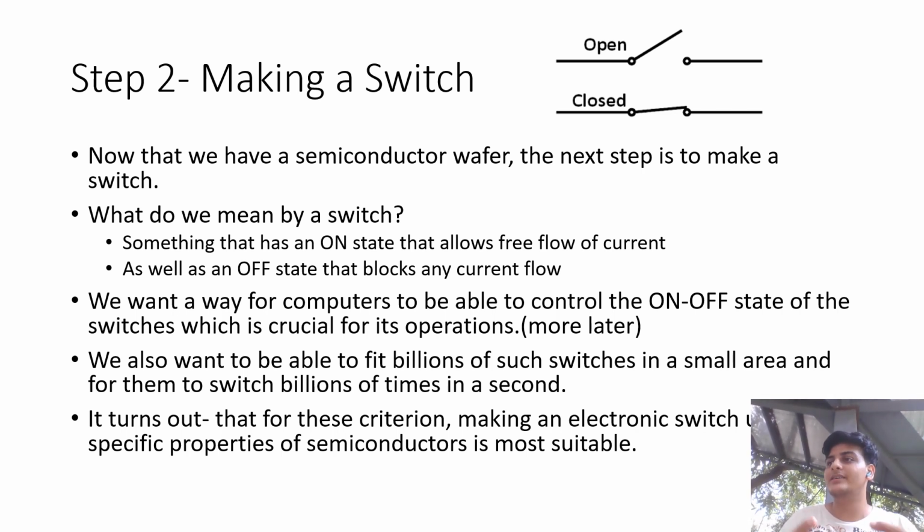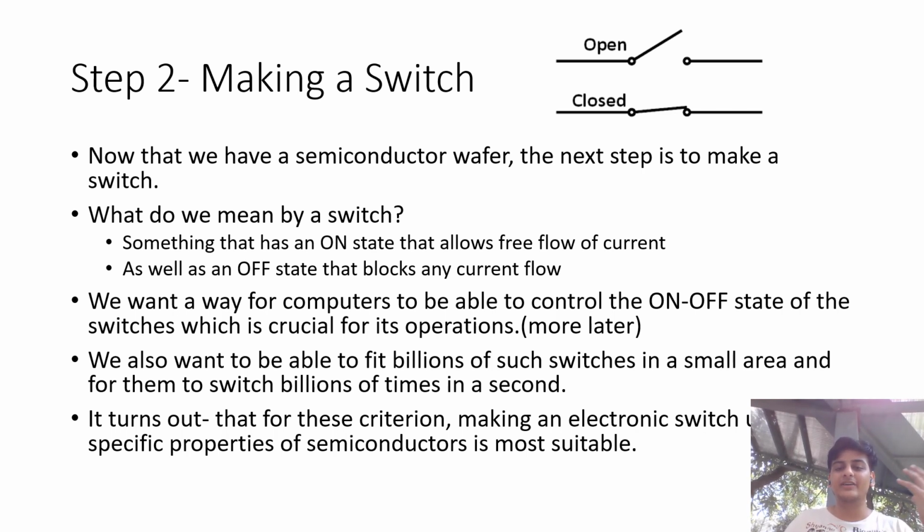So we want these switches, and we want the computer to be able to control the state of these switches. The second criterion we need is that we want to be able to fit billions of such switches in a small area, and for them to be able to switch literally billions of times in a single second. You cannot even imagine how many switches fit on one small chip on your phone, and each second how often they're switching. In the old days, computers used to in fact rely on mechanical switches, and they were not at all efficient back then.